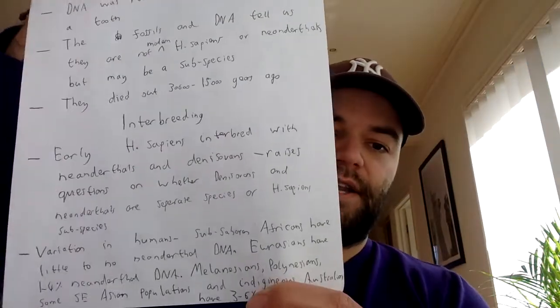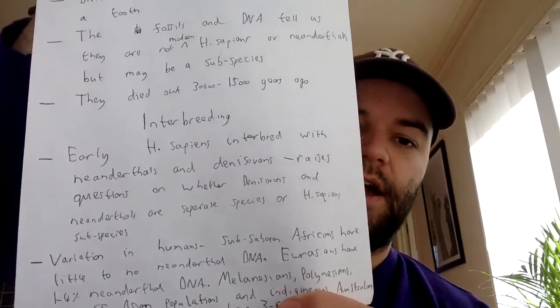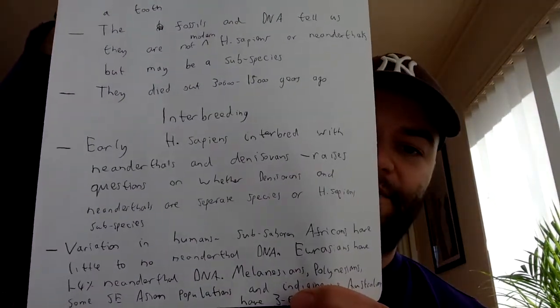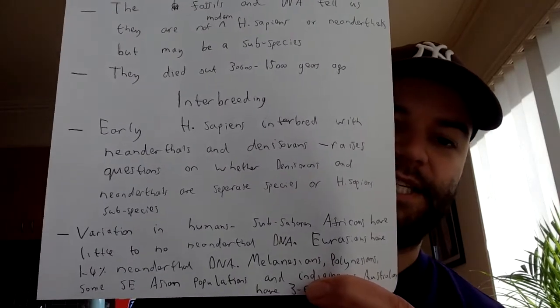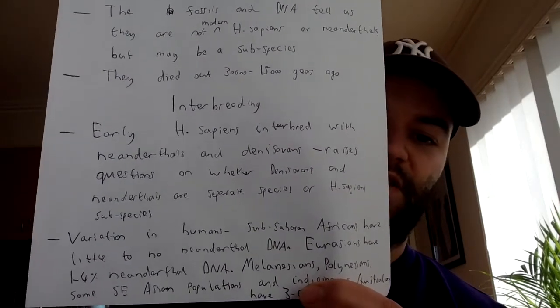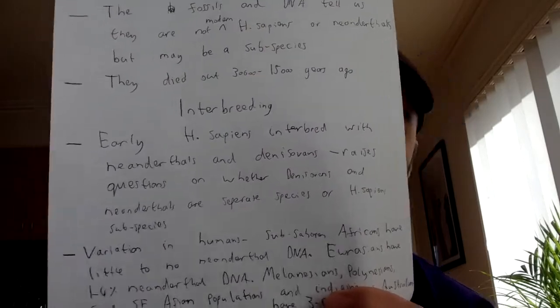And just a final point about this. Early Homo sapiens definitely interbred with closely related species like Neanderthals and Denisovans. And that raises questions on whether Denisovans and Neanderthals are separate species or subspecies of Homo sapiens. And we're not really sure of the answer. The fact that they were capable of interbreeding and making offspring with Homo sapiens may indicate that they are a subspecies, not a species.